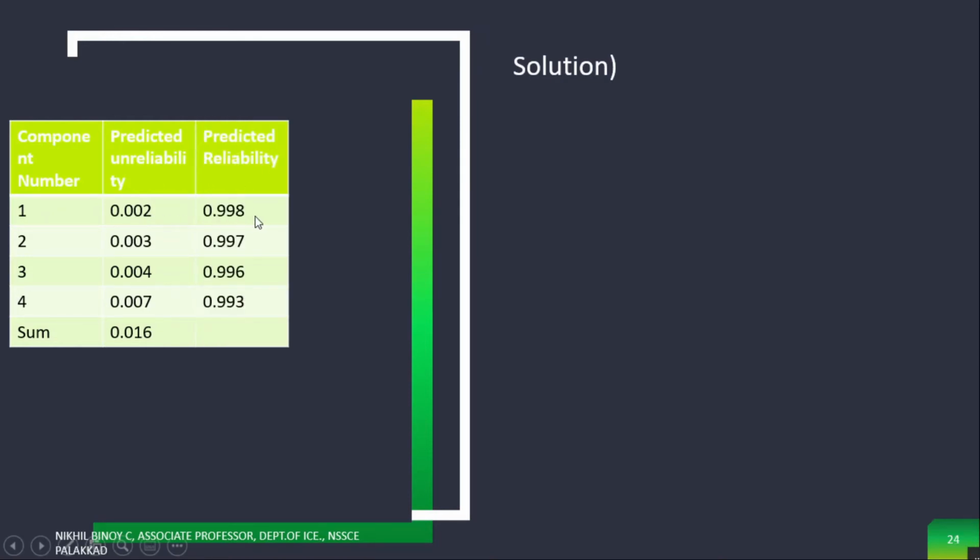1 minus 0.002, that is 0.998. 1 minus 0.003, that is 0.997. 1 minus 0.004, that is 0.996. 1 minus 0.007, that is 0.993.